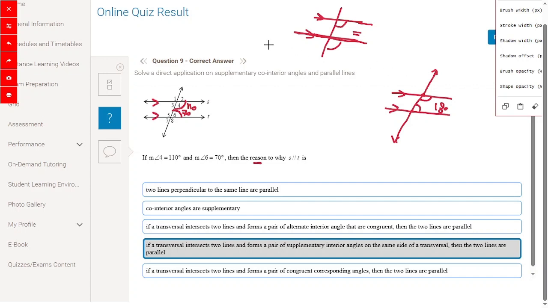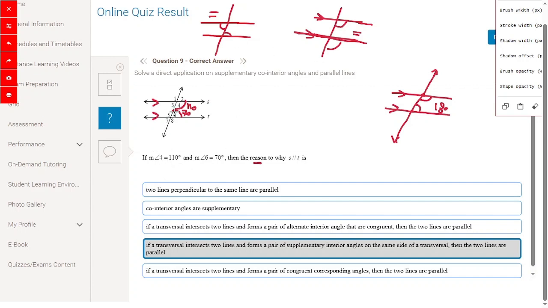We will have corresponding angles being equal. Okay, now another scenario, if we have two parallel lines and there is a transversal, the alternate interior angles will be equal. Okay, so now let's see here.